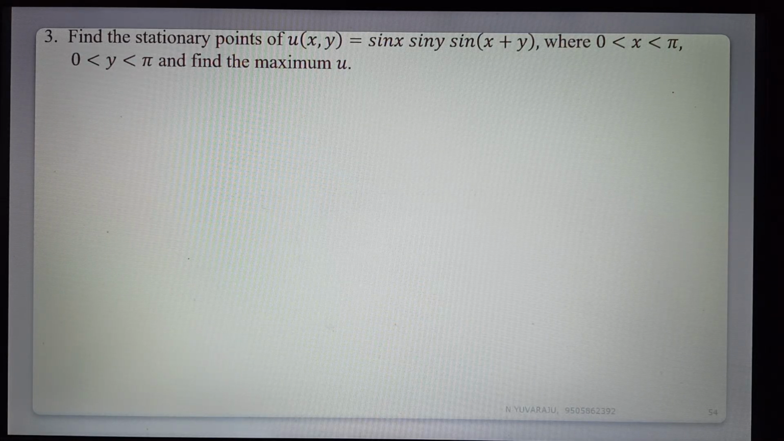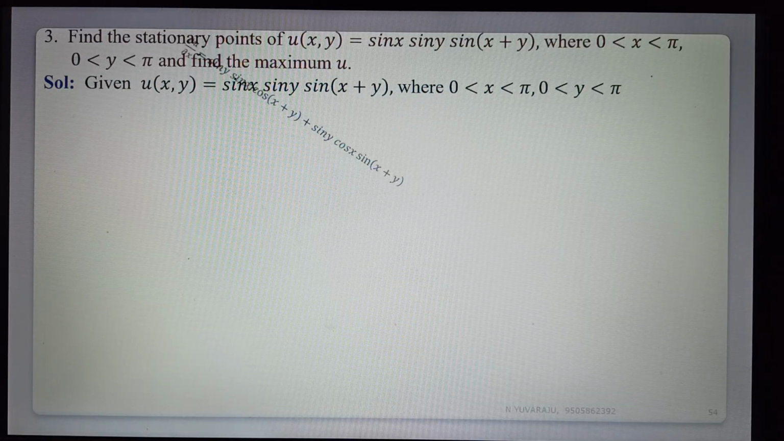Find the stationary points of u(x, y) is equal to sin x sin y sin(x plus y), where 0 is less than x less than pi, 0 is less than y less than pi, and find the maximum value of u, only the maximum value of u. Okay, now first of all finding the stationary points. So there is the given function.